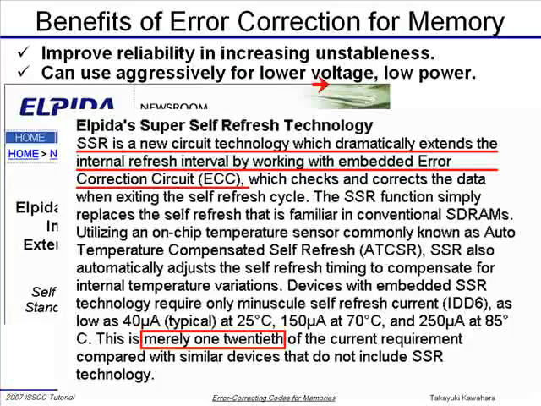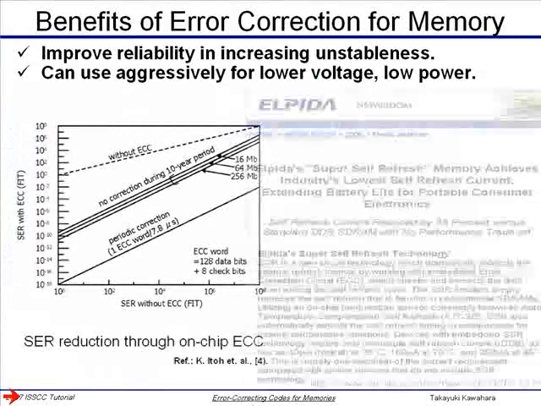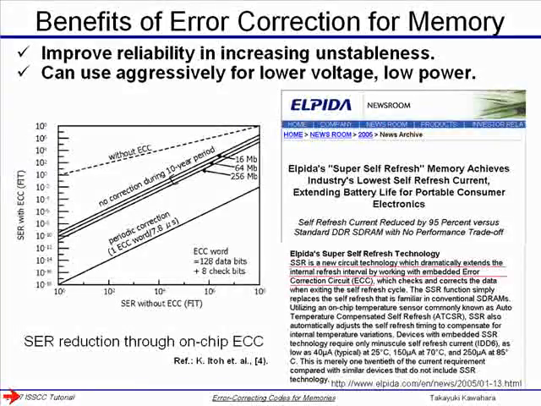So this kind of study is now running in many institutes. This is one example. Okay, the benefit of error correction is, one, improved reliability, and the other, use aggressively for low power and low voltage.